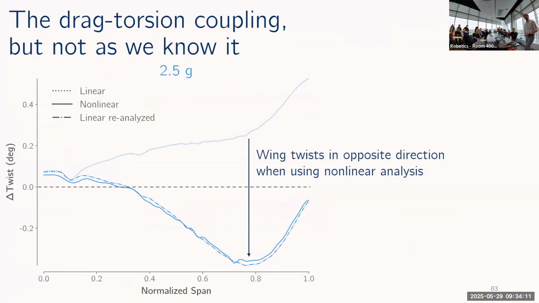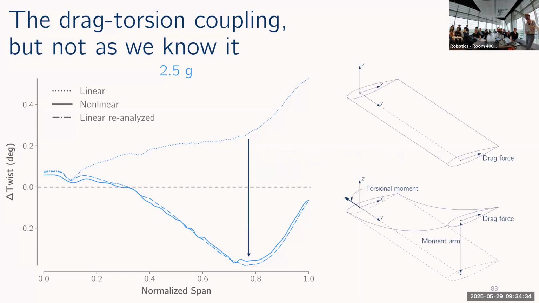Okay, one interesting physical effect that showed up here is that when I look at how the wing twists in flight in that 2.5 G maneuver condition, when I use nonlinear analysis, this wing actually twists in the opposite direction in flight than when I use the linear model. And this is due to something that I refer to as the drag torsion coupling.